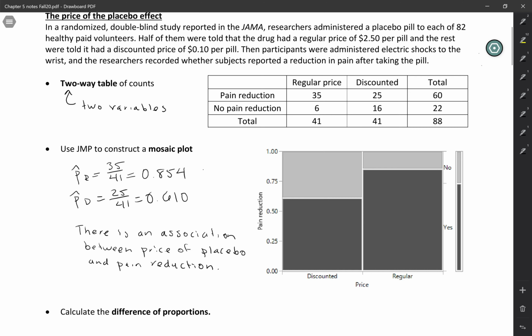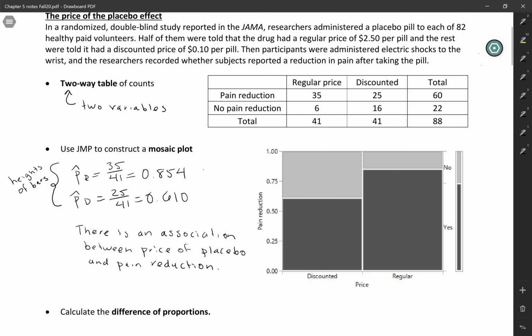So in this case, knowing the price that they were told helps you predict whether or not their pain was reduced. So this is what's represented by the heights of the bars. The heights of the bars are showing what we call conditional proportions. So within each group, what proportion had each outcome.